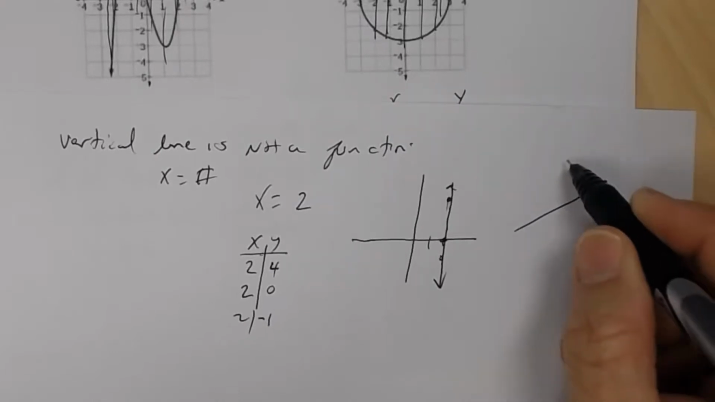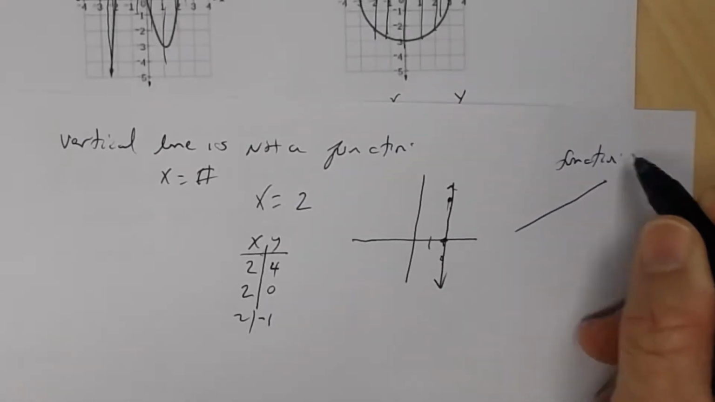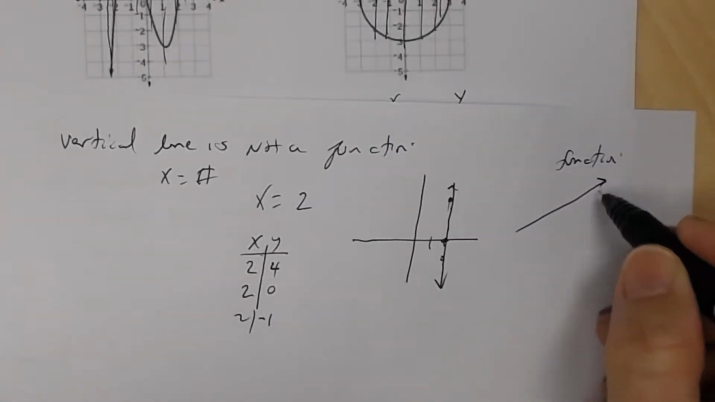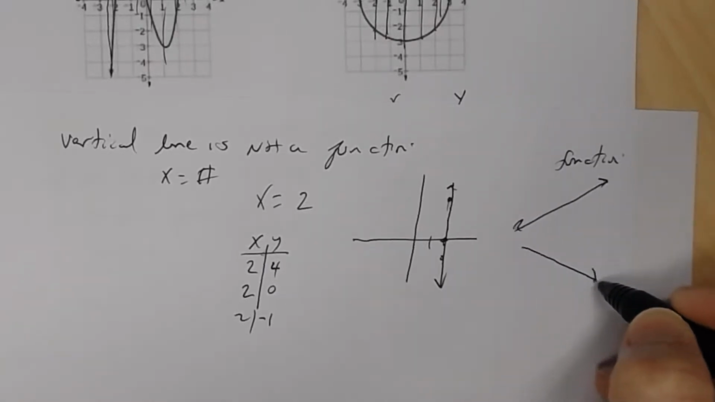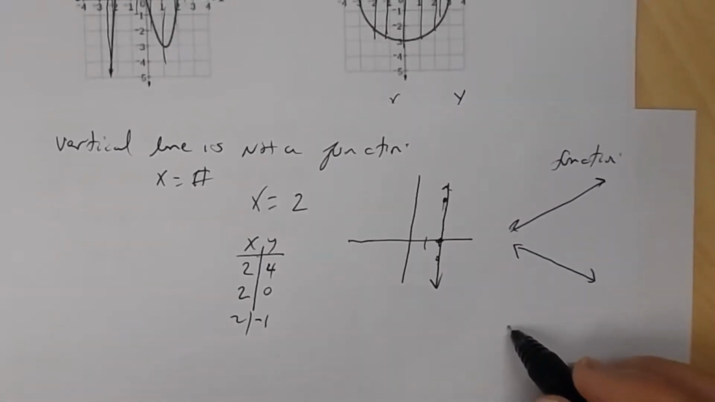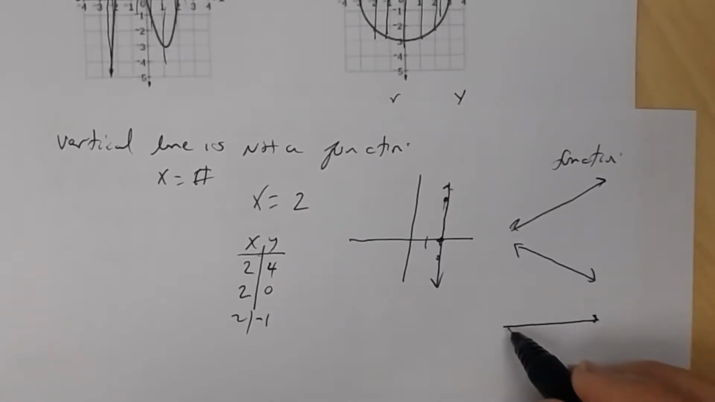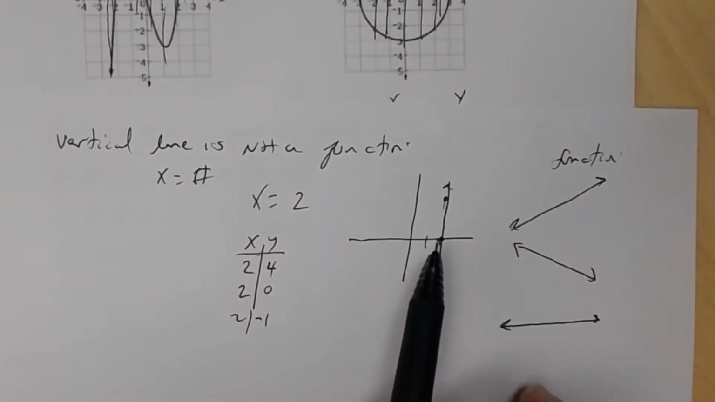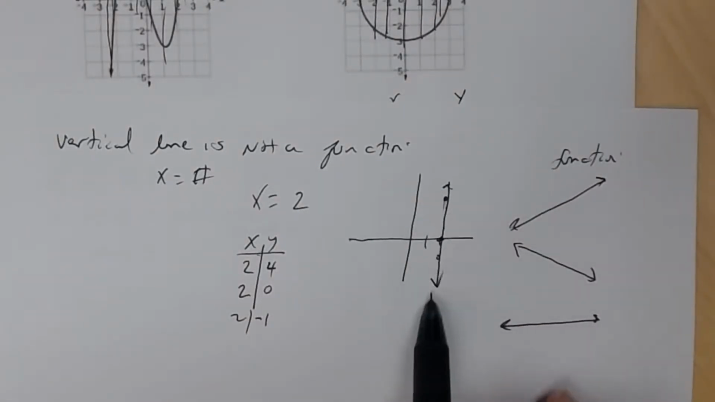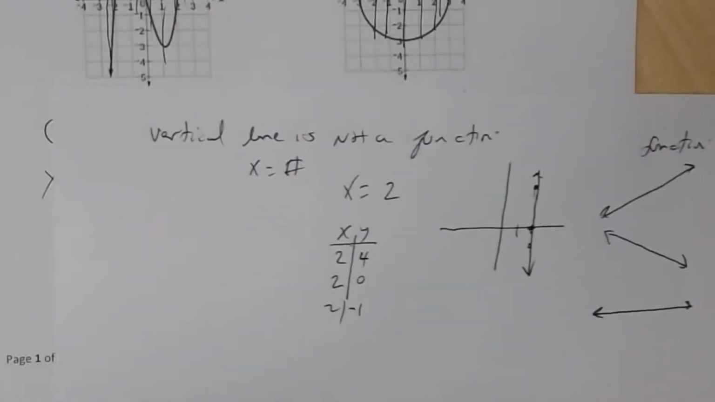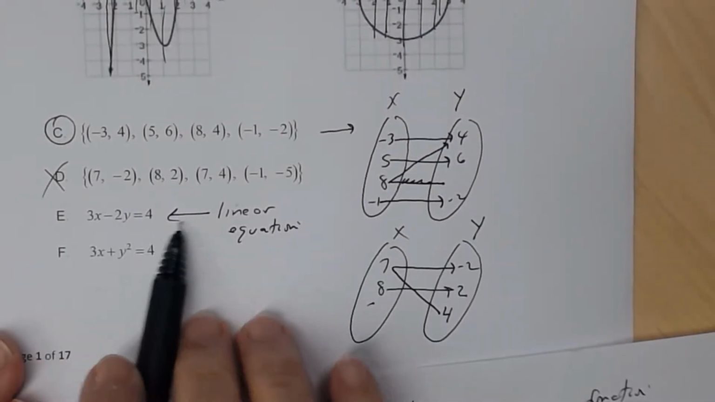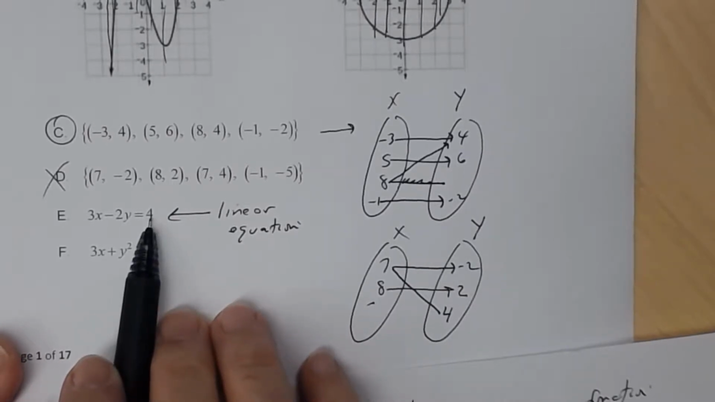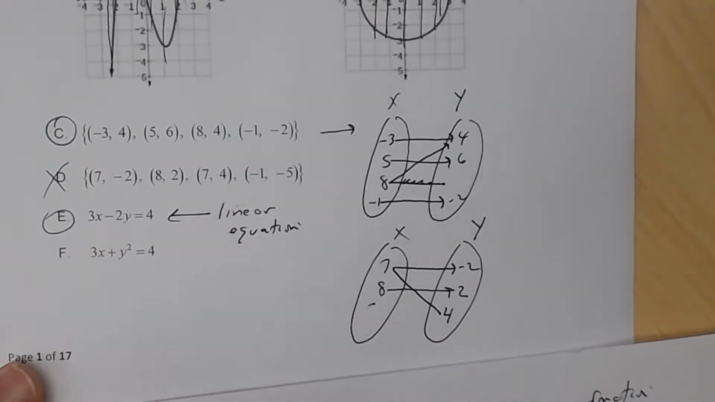So all of the lines are functions. Lines with positive slopes are functions. Lines with negative slopes are functions. And lines that are horizontal, a line that has a slope of 0, is a function. But a line that's vertical, which has no slope, is not a function. So if you notice that this is a linear equation and it's not x equal a number, so it's not vertical, then automatically you can say that's a function.